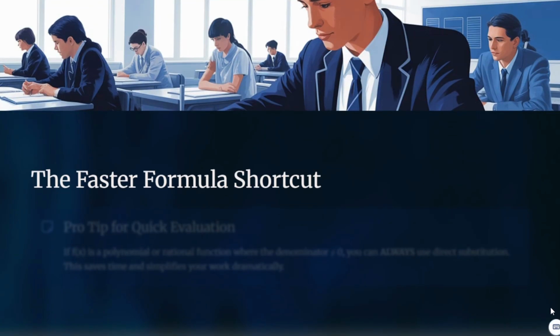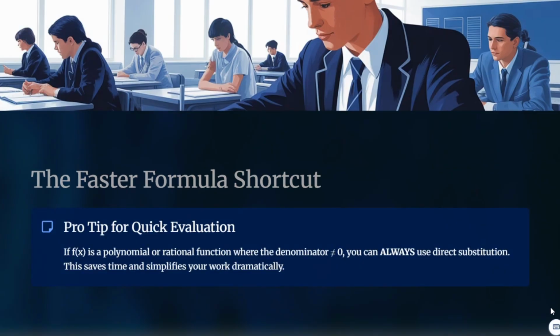So here is the faster formula shortcut. If f of x is a polynomial or a rational function where the denominator is not equal to 0, you can always use direct substitution. This saves time and simplifies your work dramatically.